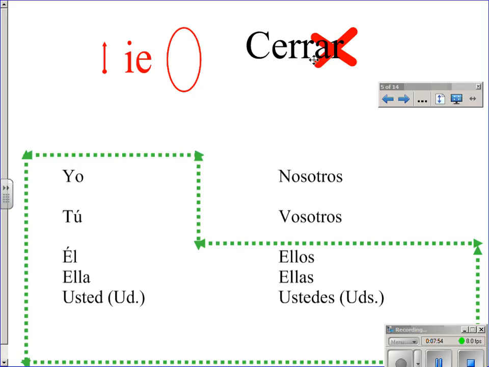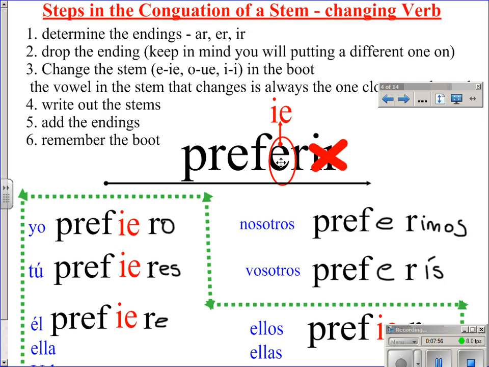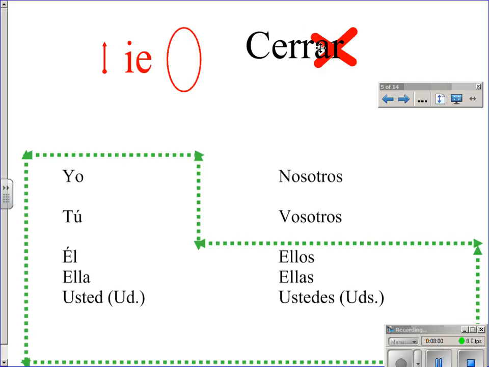Now that's pretty easy. In the last one we had two vowels. There were two E's to deal with there. But in cerrar, there's just one vowel here, and that will very often be the case. And if this were an O, then I know it'd be an O to UE stem changer. So this is the E that I'm going to be dealing with, and it's going to become an IE. Okay?